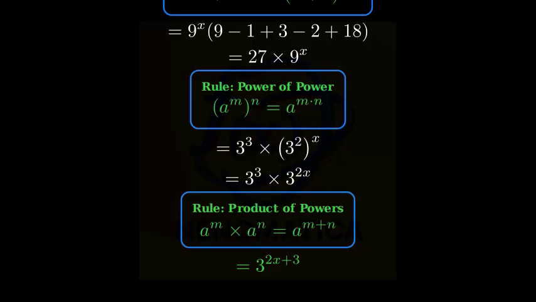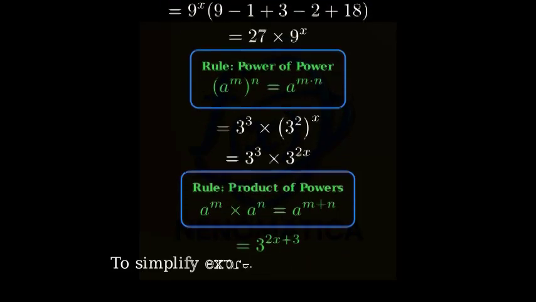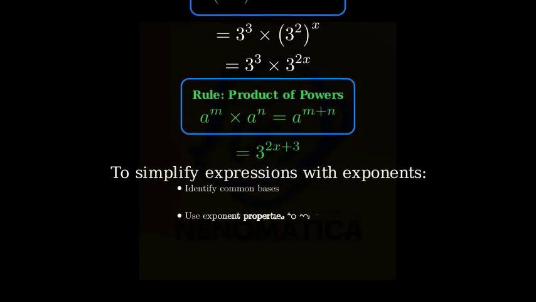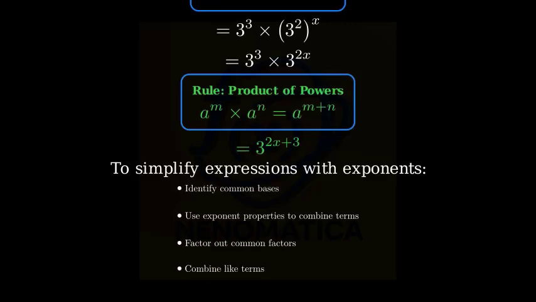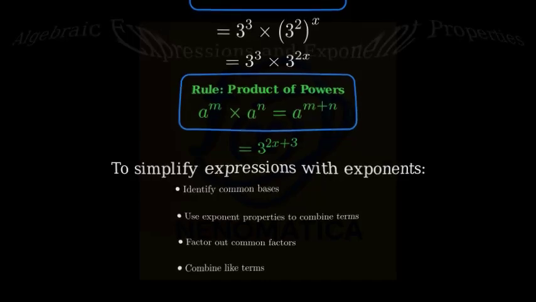3 to the power of 3 times 3 to the power of 2x equals 3 to the power of 3 plus 2x, which gives us our final answer, 3 to the power of 2x plus 3. So we have simplified the given expression to 3 to the power of 2x plus 3. We used several properties of exponents, including the product of powers rule, the power of a power rule, and factoring common terms. Try simplifying other exponential expressions using these same properties.